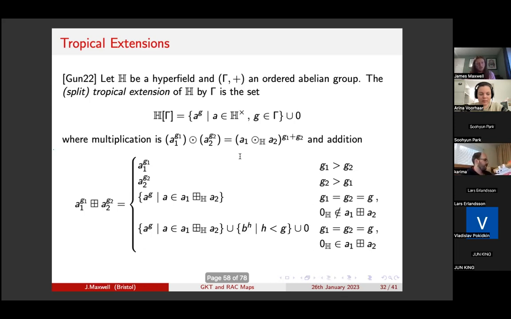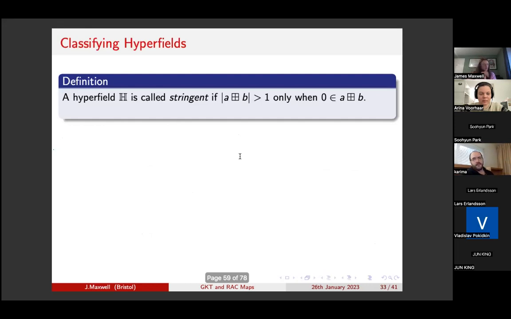There's been some work on this, and what we wanted to do is classify the hyperfields that are these tropical extensions. A hyperfield is called stringent if the hypersum of two elements is a set of size greater than one only when 0 is in the sum. Something like the signed hyperfield, the Krasner hyperfield, and the tropical hyperfield are all stringent, because the only time you get a set is when they're additive inverses of each other, and you get 0 in there as well.